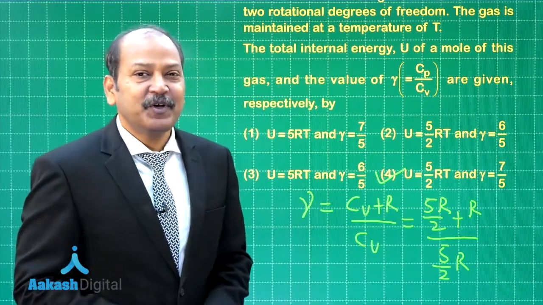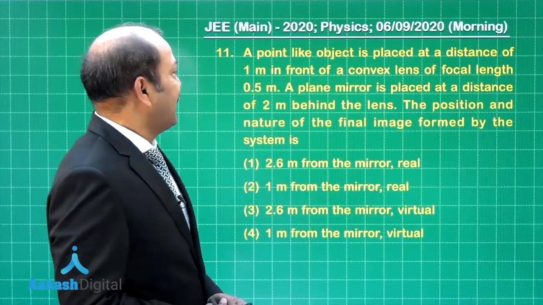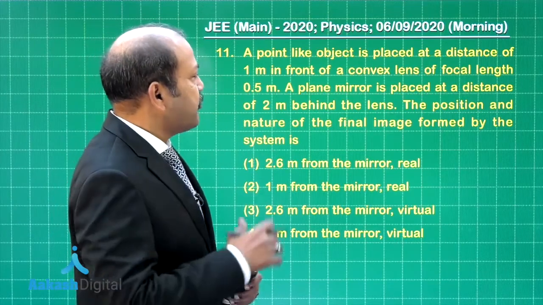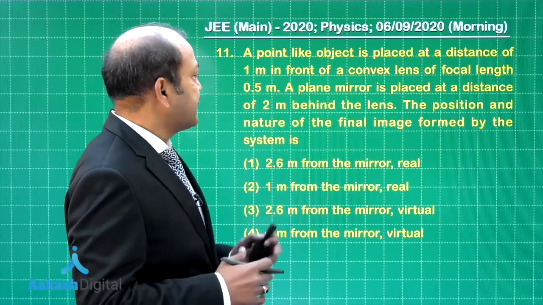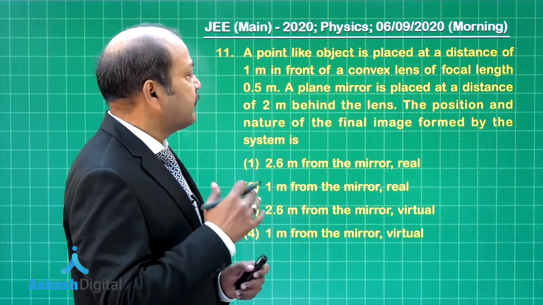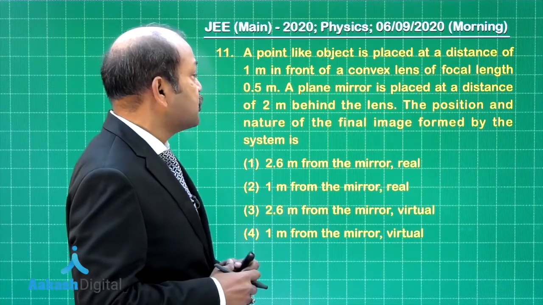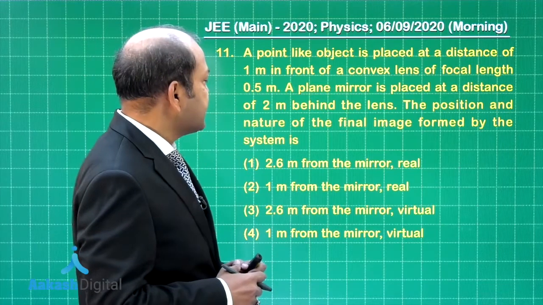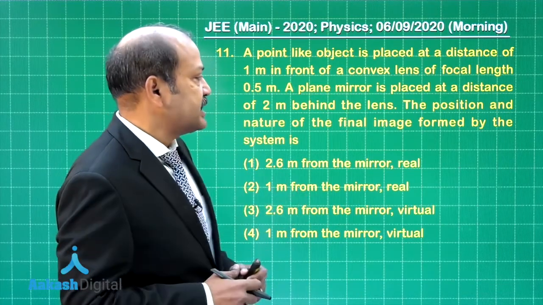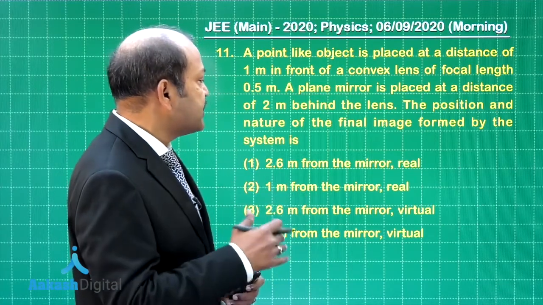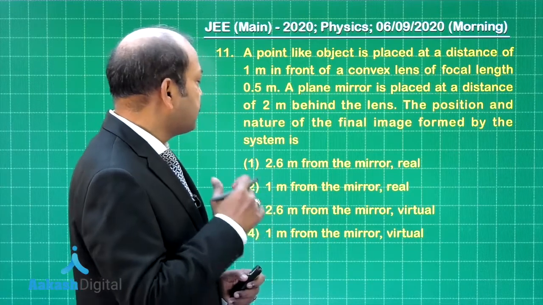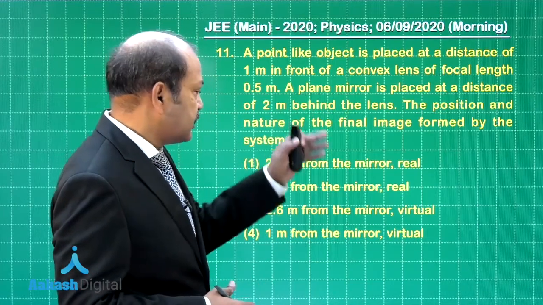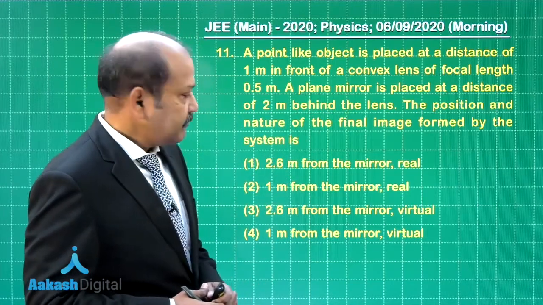Let us now go to the next question. Question 11 says, a point-like object is placed at a distance of 1 meter in front of a convex lens of focal length 0.5 meter. A plane mirror is placed at a distance of 2 meter behind the lens. The position and nature of the final image formed by the system is, and the 4 options are given.